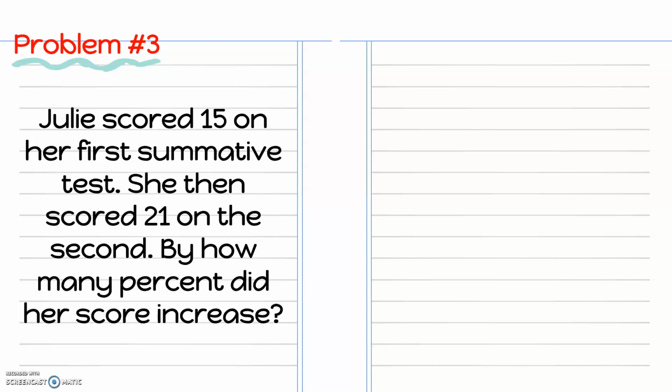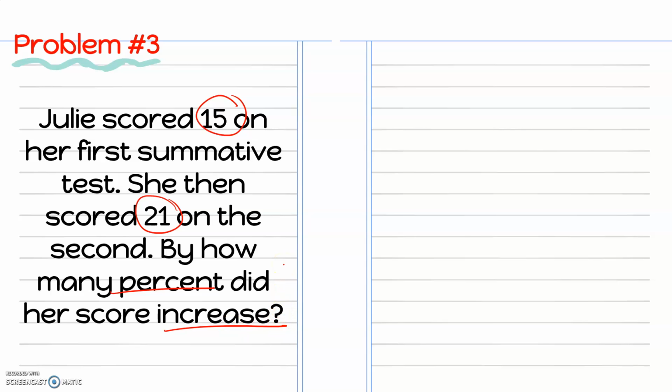Now let's have some more examples. Julie scored 15 on her first summative test. She then scored 21 on the second. By how many percent did her score increase? Since her original score is 15 and it increased to 21, we will be looking for the percent of increase in her score.